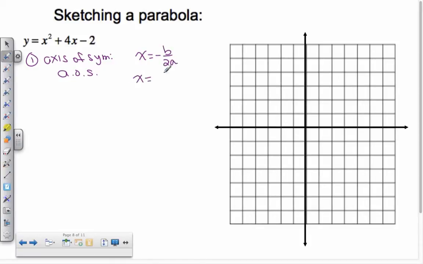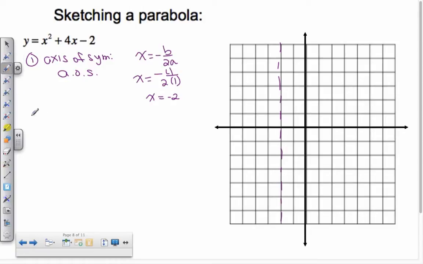Again, it's x equals negative b over 2a, and you're just going to plug those in. So x is equal to negative 4 over 2 times 1, because a is 1 in this case. So that means x is equal to negative 2. That is your axis of symmetry. So at x equals negative 2, this vertical line here is going to act as that axis of symmetry. And that's what I want to see. I want to see you go ahead and write or draw that axis of symmetry in.